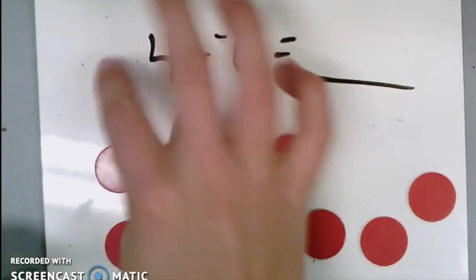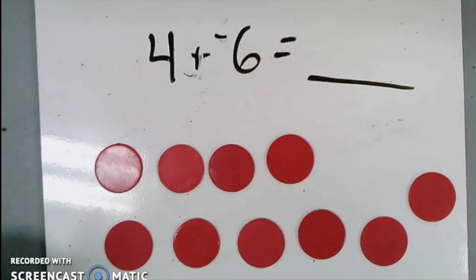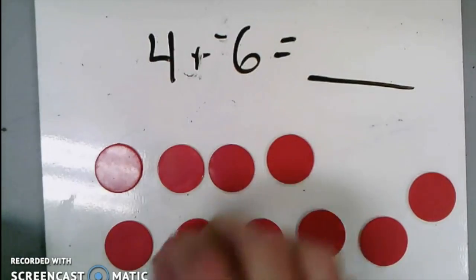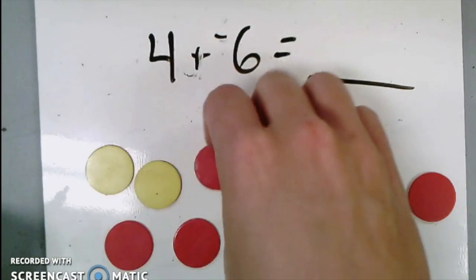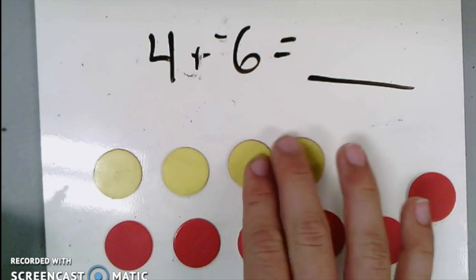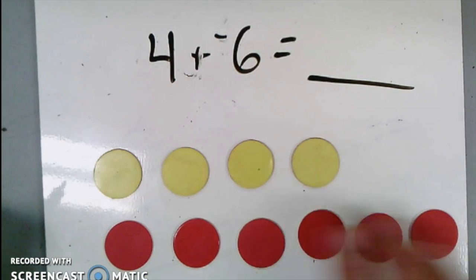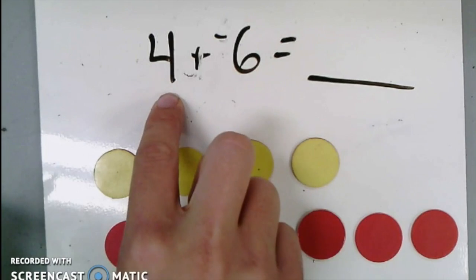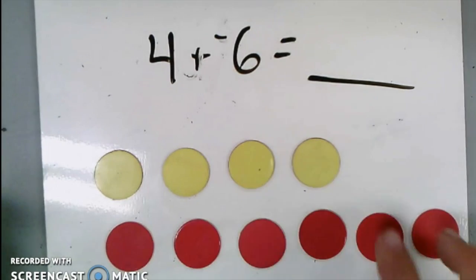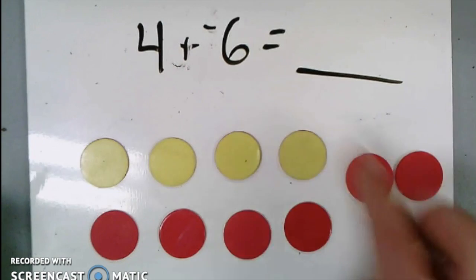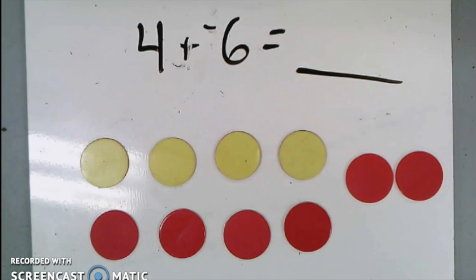What if this was positive 4 minus 6, or positive 4 plus negative 6? Remember, it's the same thing. If these were positive, I'm going to find the absolute value. So 6 and 4, find the difference. 6 minus 4, I have 2 left over, and this time they are negative because my 6 is the bigger number.